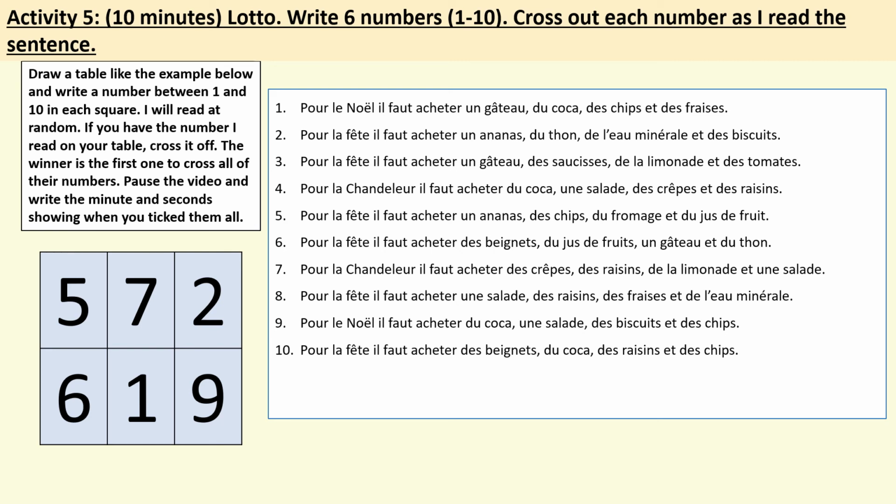Next. Pour le Noël, il faut acheter un gâteau, du coca, des chips et des fraises. And again. And the final one, just for luck. Pour la chandeleur, il faut acheter du coca, une salade, des crêpes et des raisins. And again.